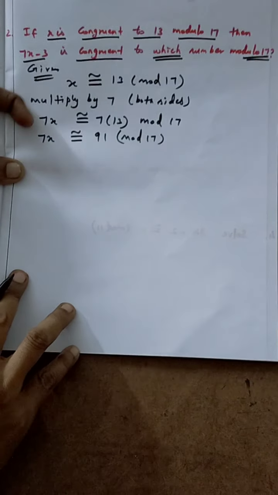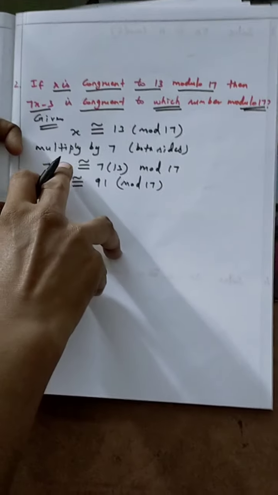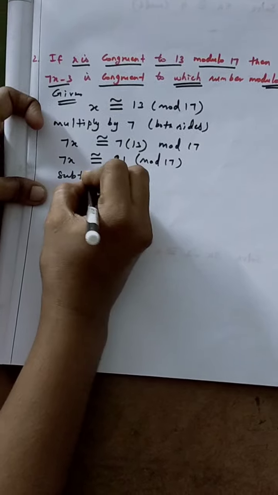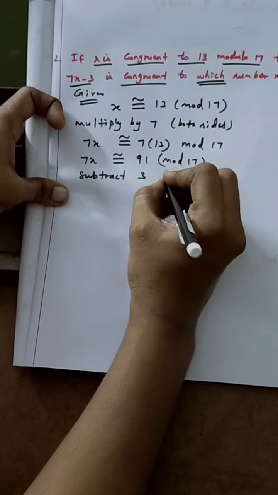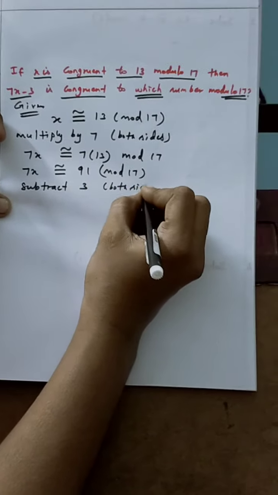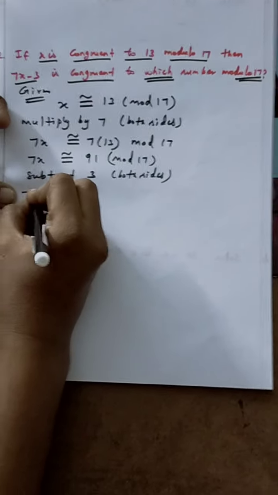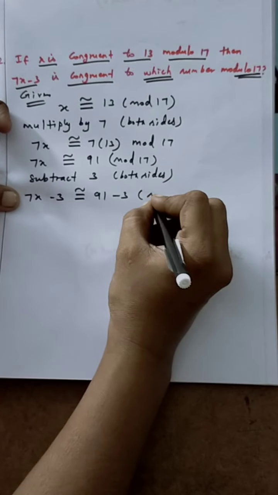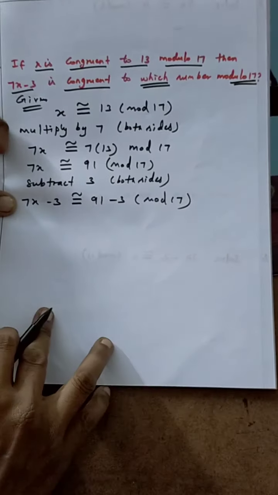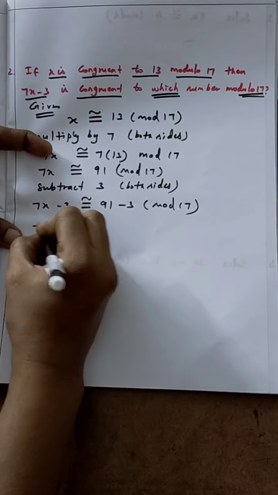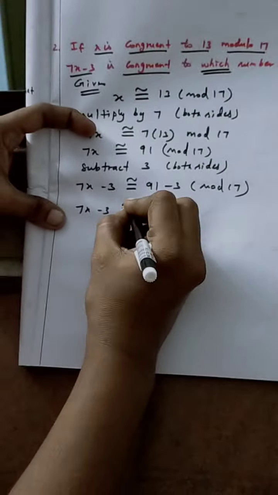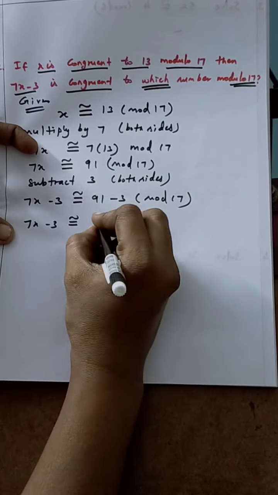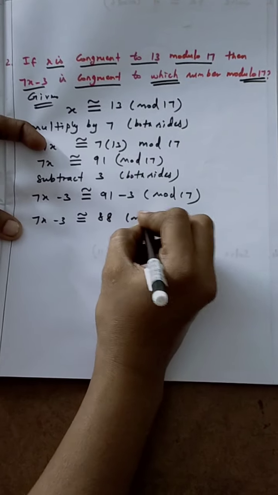Okay, so the next step. 7x found. Next one is minus 3, so subtract 3 on both sides. So 7x minus 3 is congruent to 91 minus 3 mod 17. Okay, so 7x minus 3 is congruent to 91 minus 3, subtract the terms, so 11 minus 3 is 8, that is 88, so mod 17.